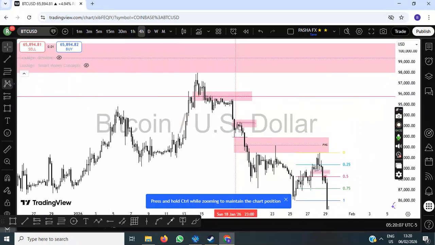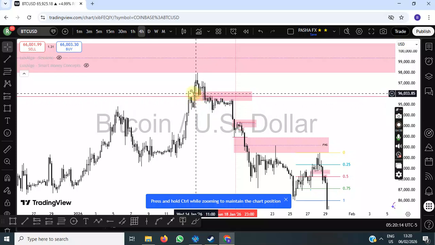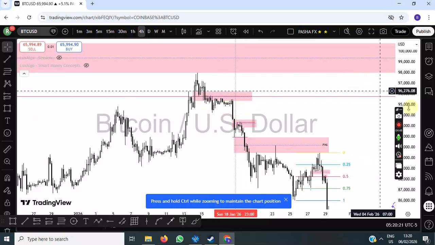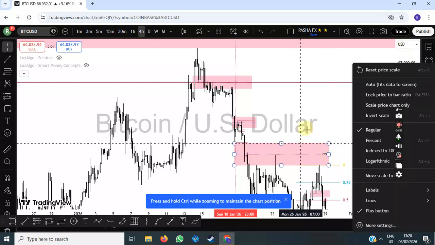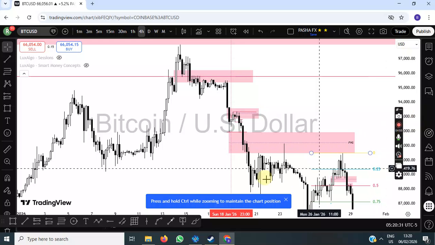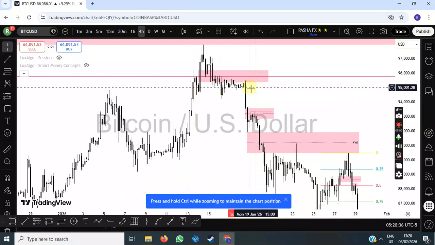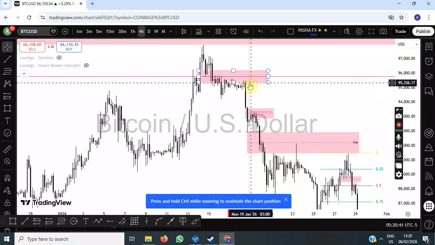After we got to the inverse fair value gap, price dropped lower. See this inverse fair value gap here. See this fair value gap. I wanted to see it inversed. After it was inversed, price once more came to it, but I was not looking forward to getting my entry here.